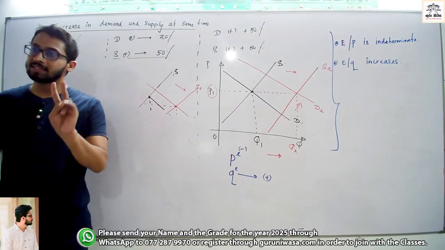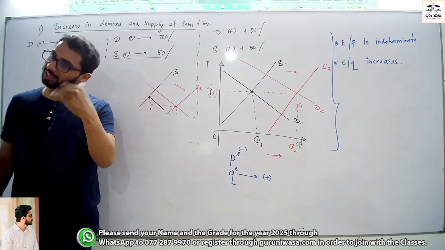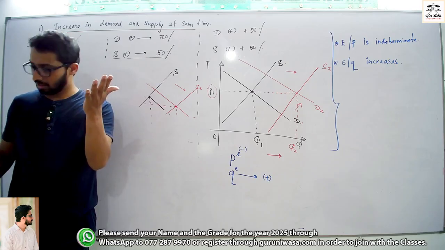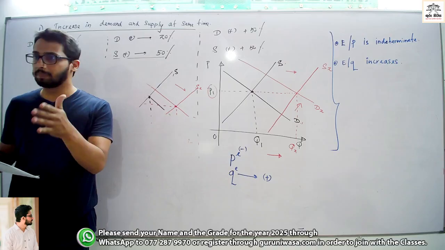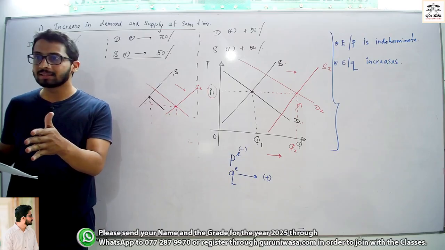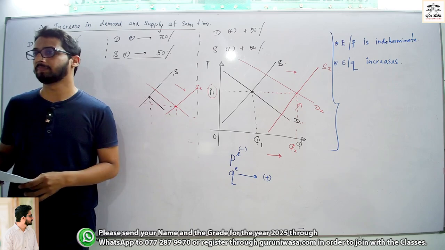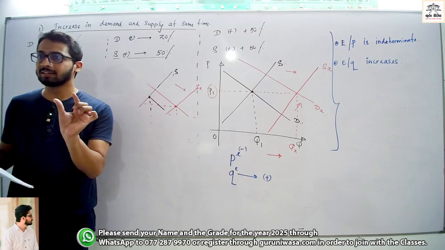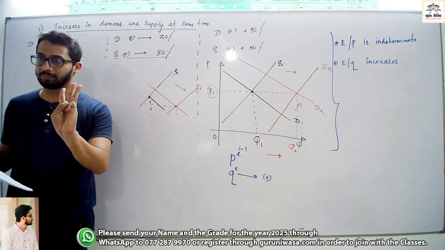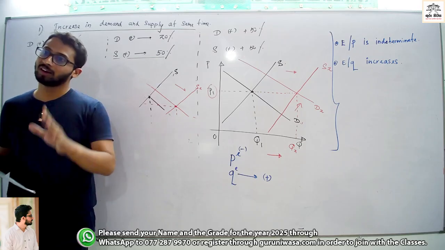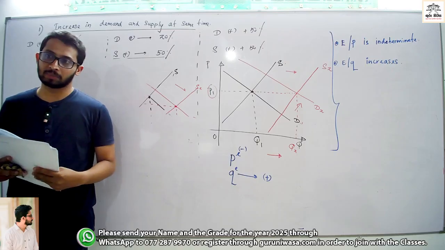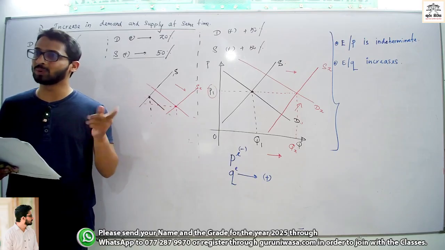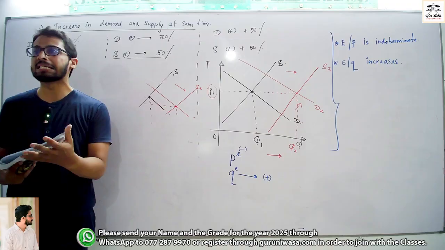Then again, the second category has three diagrams. Increase in demand while supply decreases can happen in three ways. Every category has three diagrams, three scenarios. Then 3 into 4, altogether 12 diagrams. Last week we drew 4, then 12 plus 4, totally 16 diagrams.